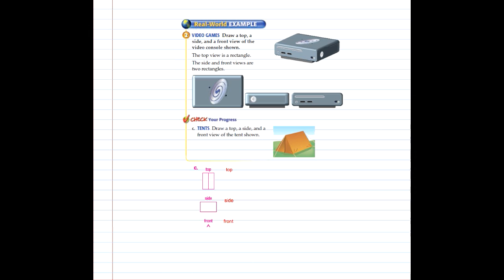Draw a top, side, and front view of the video console shown. Here's the top, here's the side, here's the front. Draw a top, side, and a front view of the tent. Here's the top. Kind of hard to see from here. You have to look from above. This is the side, and this would be the front.